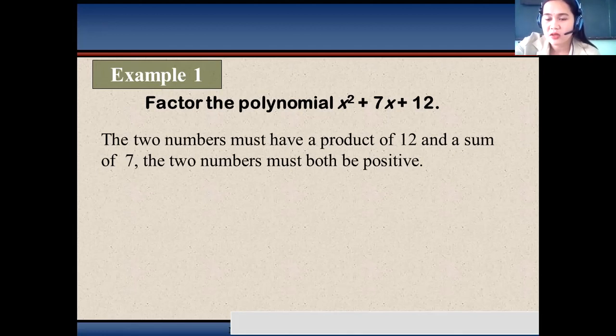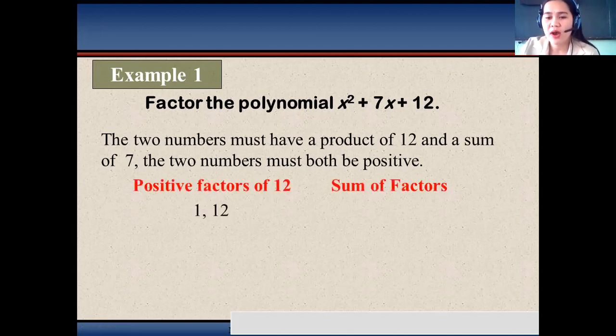Okay? So, when you multiply the two numbers, the product is 12. And when you add, the sum is 7. Yan yung hanapin ninyo. So, ano ba yung factors ni positive 12? We have 1 and 12. But then, when you add that one, the answer is 13. Ang hinahanap natin is 7. Next, we have 2 and 6. Pag i-add mo yan, that is 8. So, hindi pa swak sa ating given.